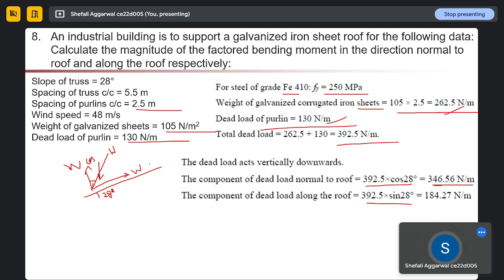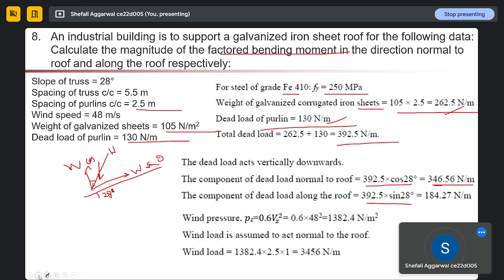This will be our W sin theta. So using this formula, we are getting the component of our dead load in the direction and normal to the direction of the load. Now what is asked of us? We have to calculate the magnitude of bending moment in the direction and perpendicular to the direction.